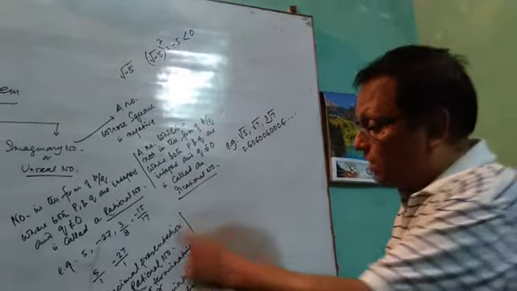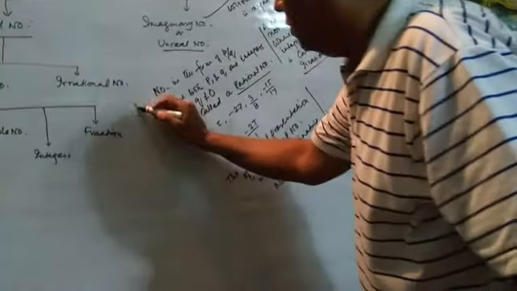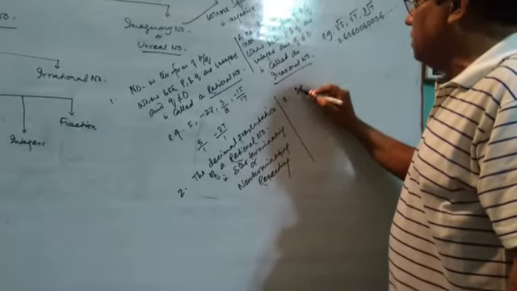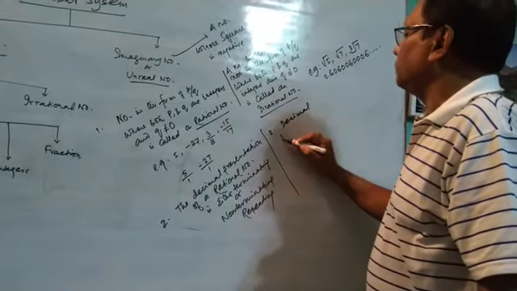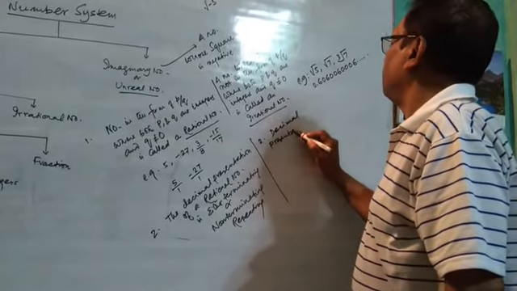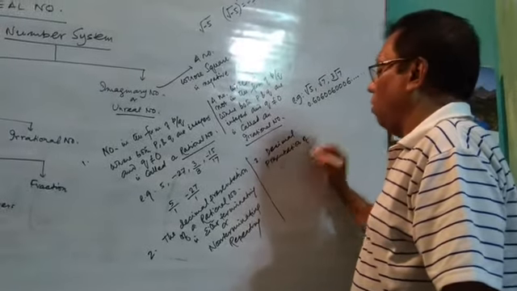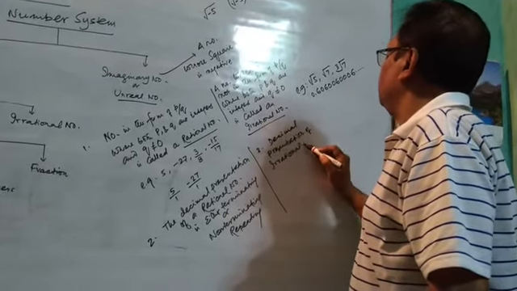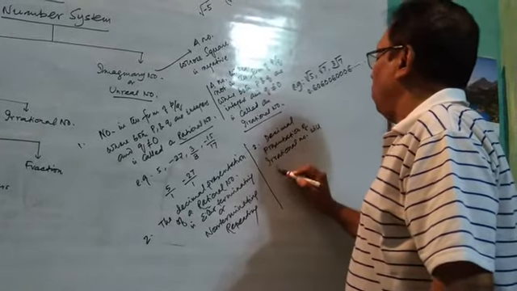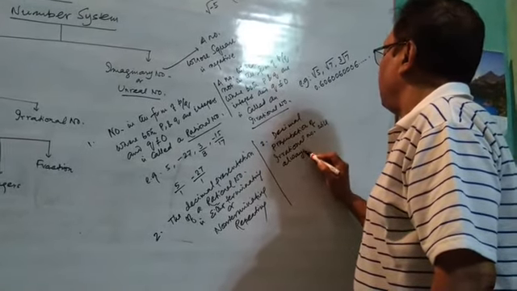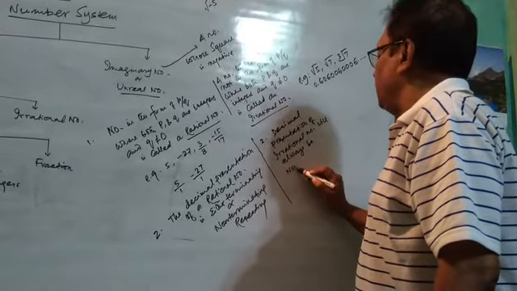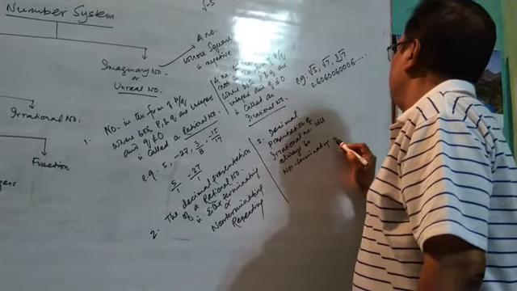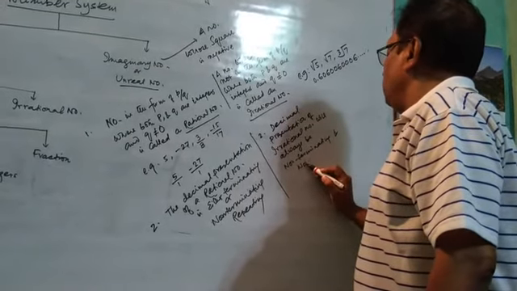This is the first difference, and this is the second difference. Here we will say the decimal representation of an irrational number will always be non-terminating and non-repeating.